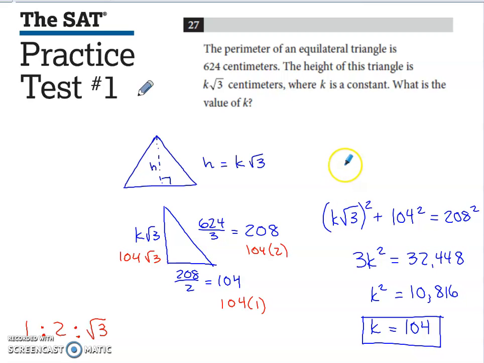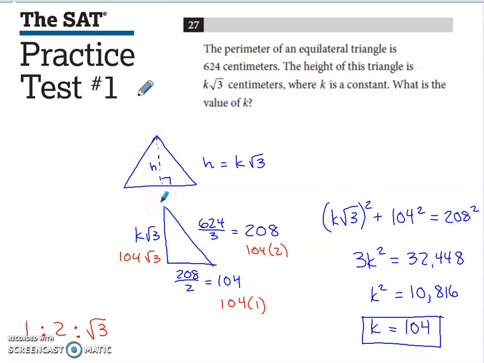So in this practice SAT problem, they say that the perimeter of an equilateral triangle is 624 centimeters. The height of the triangle is k times square root of 3 centimeters. They tell us that k is a constant. What is the value of k? So I drew my equilateral triangle, drew my height in.